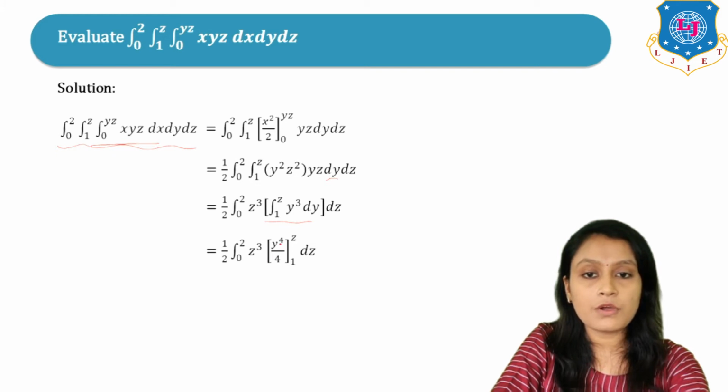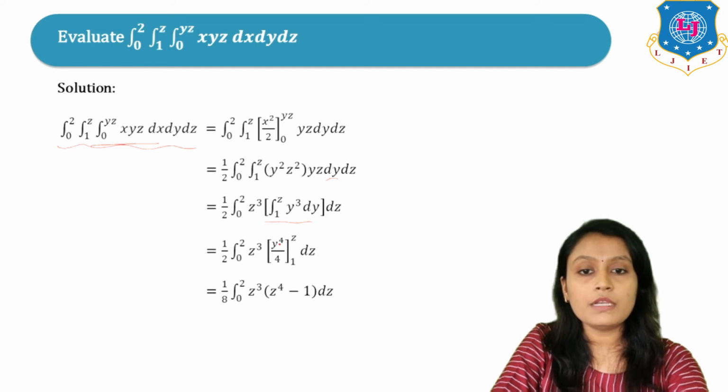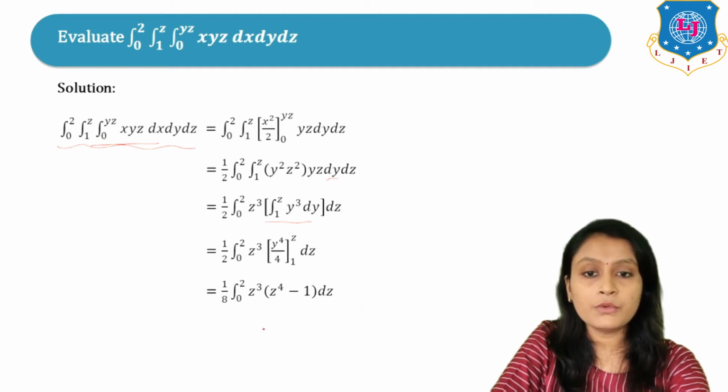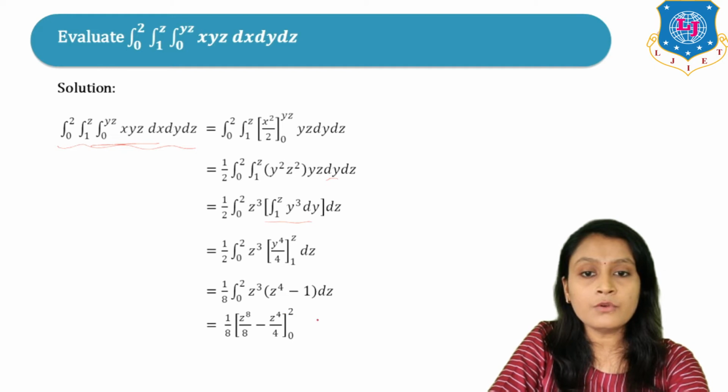Integration of y cube is what? y raised to 4 upon 4, and the limits are 1 to z. Now we will substitute the limit, so bring this 4 outside, and you will get 1 upon 8 integration 0 to 2 z cube into, in place of y substitute z, so you will get z raised to 4 as upper limit, minus, in place of y substitute 1, so you will get 1, dz. Now next we have to integrate it.